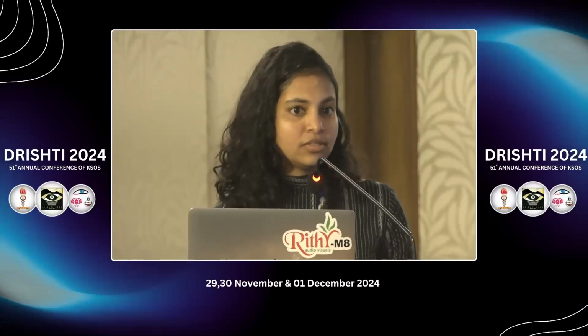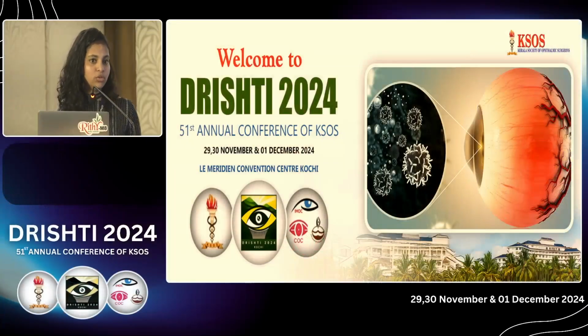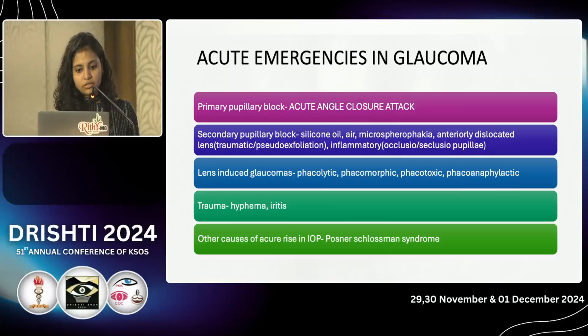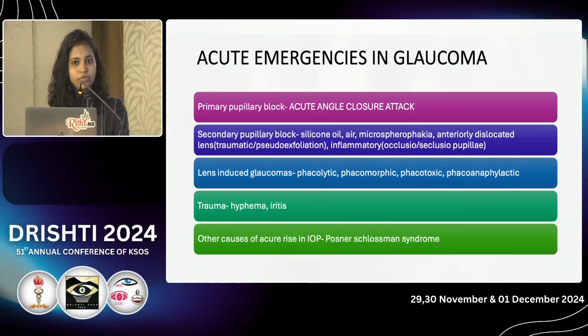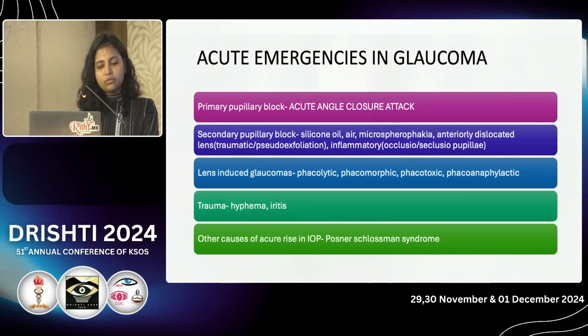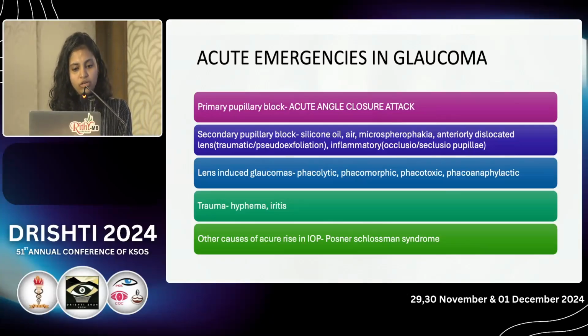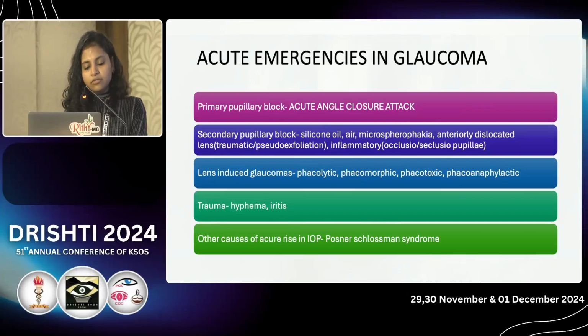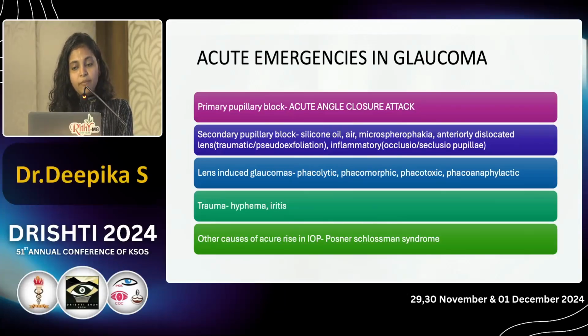So, coming to acute emergencies in glaucoma, there are only a few emergencies in glaucoma, but they are very, very important. First and foremost goes acute angle closure attack, which is the primary pupillary block. From PG days, as we know, the only two main ocular emergencies are acute angle closure attack and CRAO, because you have to intervene immediately, otherwise it can lead to irreversible blindness. Pupillary block can also be caused secondarily by silicone oil, air, or the lens itself in cases of microspherophakia or an anteriorly displaced lens, and inflammatory causes.